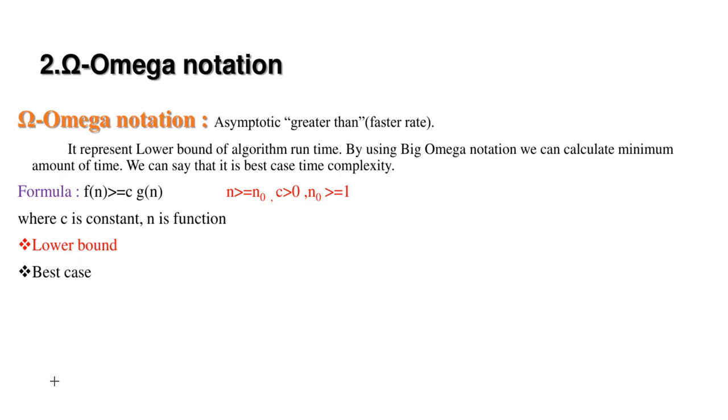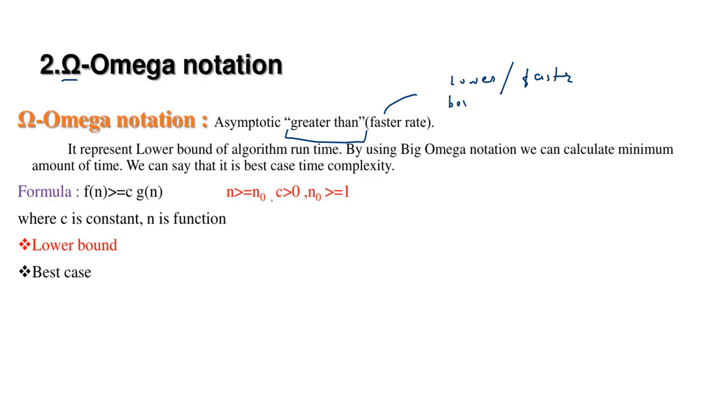Let's start with big omega notation. This is a capital omega, or big omega, we can call. When we call it capital omega notation or omega notation, it gives a greater than or faster rate. As we have discussed, big O was giving an upper bound and slower rate. So now it is a lower bound, or faster rate.